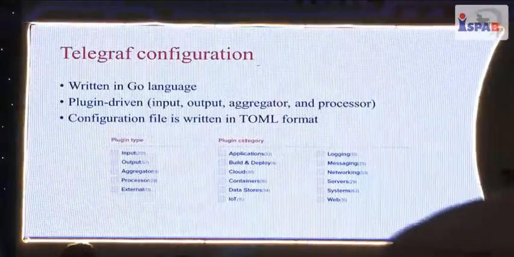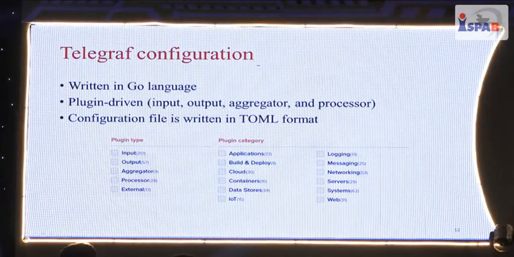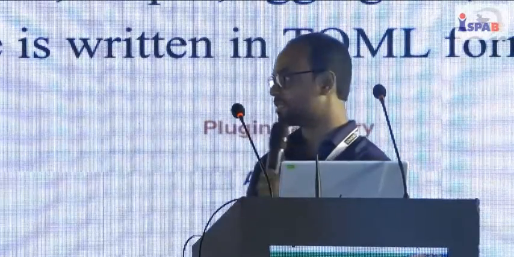Now, Telegraf is written in the Go language, and it is plugin driven. There are lots of open source plugins available, so it is very powerful for collecting our data from various sources. Here you can see it has 251 types of input plugins. There are 57 types of output plugins, and lots of plugins available. Here, system plugins, networking plugins, and cloud plugins are available. So it can be deployed in the infrastructure so that it can monitor every type of device in our network.